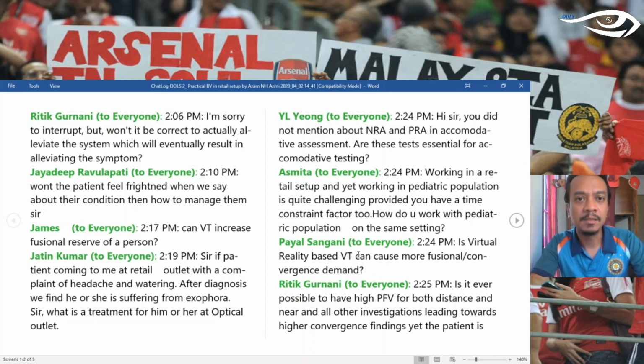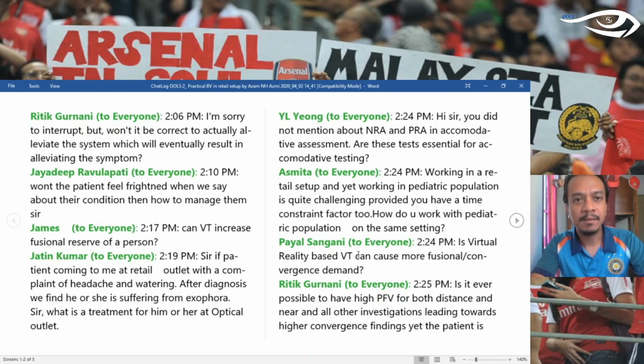Okay. The context of our discussion last time around was we want to try to incorporate binocular vision clinics and practices into a retail setup. So the retail setup is going to be slightly different from the clinical based setup. So yes, you are right. If we are alleviating the system, definitely the symptom will go away. However, we have to take the perspective of a patient. So basically in retail setup, what we want is to solve their problems first and foremost. Whatever symptoms are being faced by the patients, we need to address the symptom first.